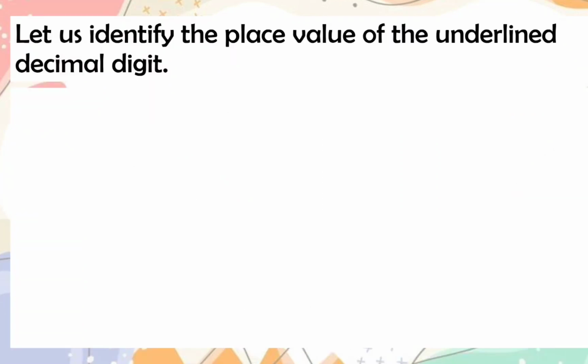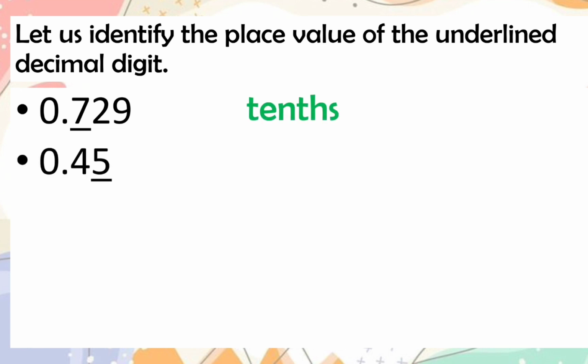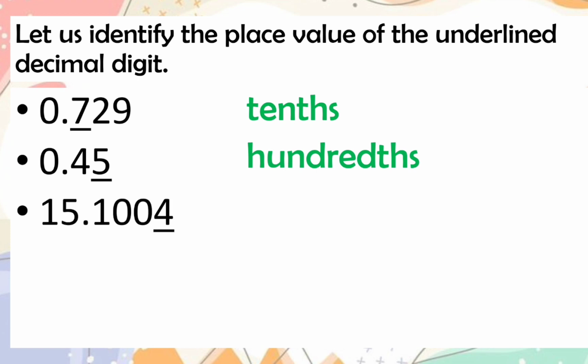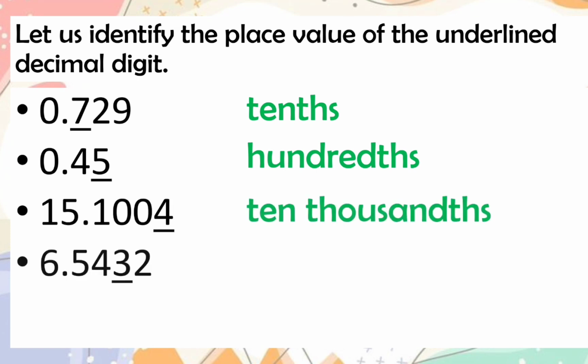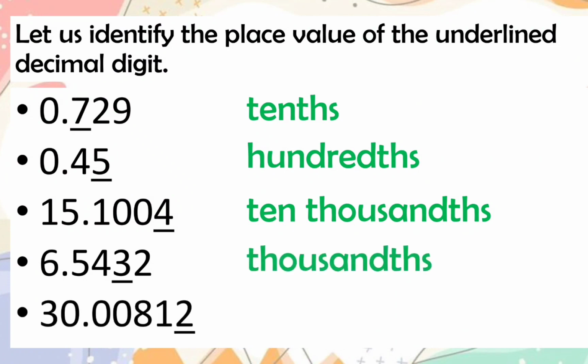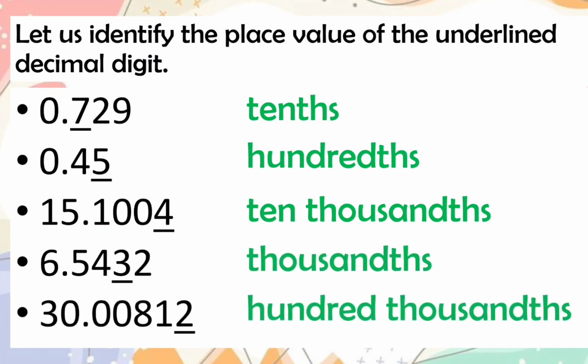Let us identify first the place value of the underlined decimal digit. So in here, we have tenths. Next example, the place value is hundredths. Next is ten thousandths. Next example, the place value is thousandths. Last is hundred thousandths.